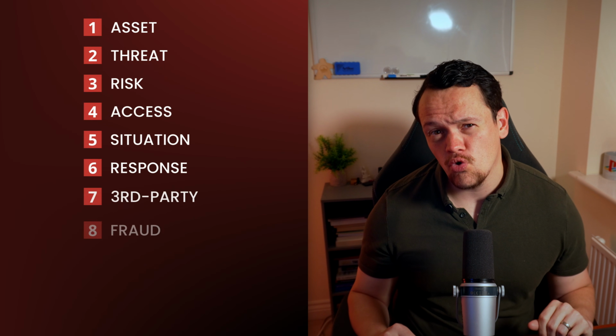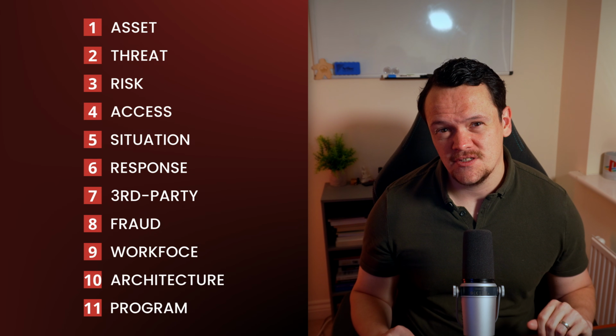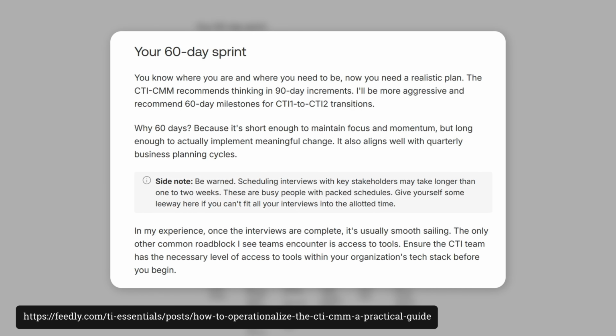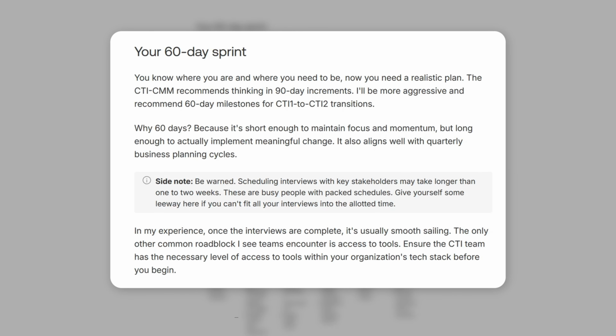I'll show you what each maturity level actually looks like in practice, not just on a slide deck. And then we'll walk through all 11 domains and the specific intelligence mission inside each. Then, finally, we'll build a 60-day sprint together that moves your program forward. And we'll close with the language you need when your CISO asks that one question that matters. What is the return on investment here?